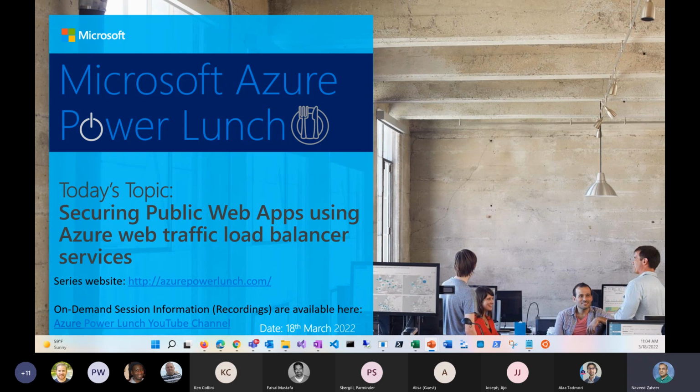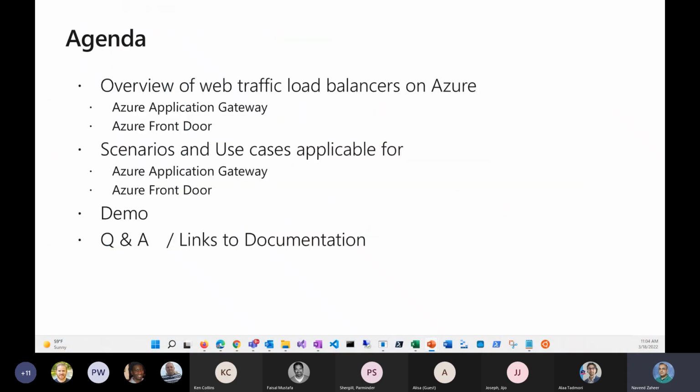So, with that, we are going to move to our topic today, which is how you can secure your public web application using some of the web traffic load balancers. The two services that we're going to talk about are Application Gateway and Front Door. I am on purpose not going to talk about Azure Traffic Manager. It's more of a DNS kind of service.